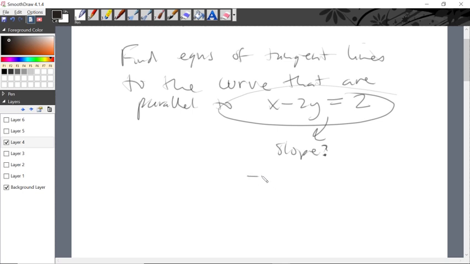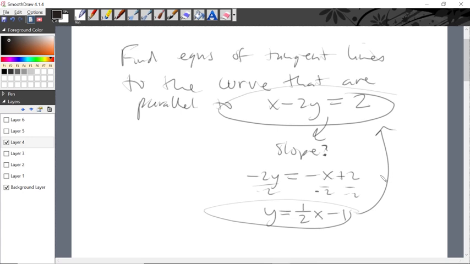We'll try that. So negative 2y would equal negative x plus 2, and then we can divide by negative 2. What's most important to us is the value of m, that would be the coefficient of the linear term here. So we have y equals 1/2 x minus 1. That's the line that we're looking at right here, and the slope of that line is 1/2.